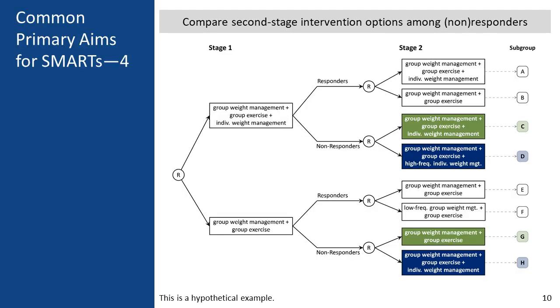A second common primary aim for SMARTs is a comparison of second-stage intervention options among responders or non-responders. In this example, we'll consider a comparison of the options for non-responders. What this looks like is comparing pooled outcome information from subgroups C and G versus pooled outcome information from subgroups D and H. So here, I'm comparing non-responders who received the continue tactic in the second stage against the step up tactic in the second stage.